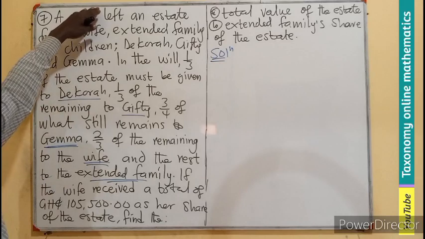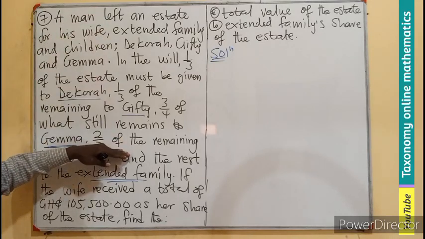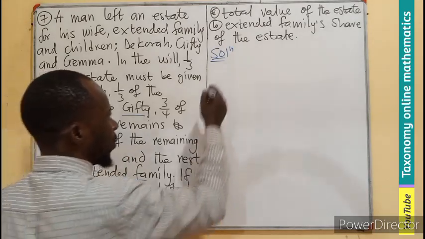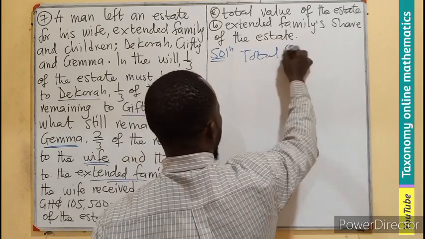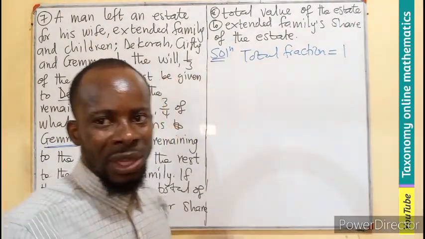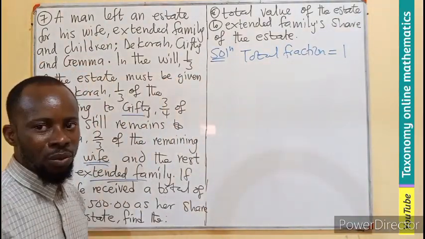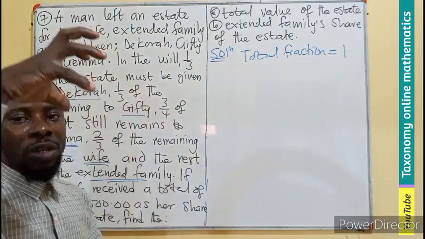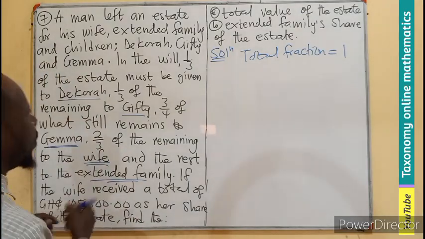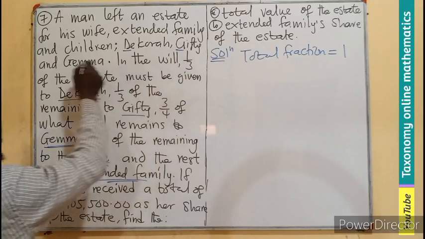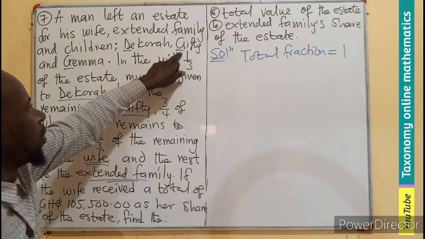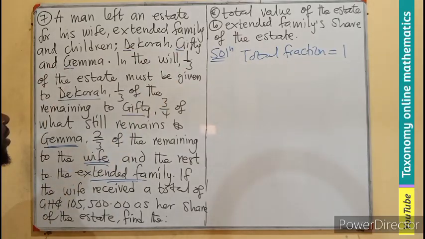Everything from here up to here is dealing with fractions, and these fractions are all proper fractions. So we need to find the total fraction, which always equals 1. The total fraction of every proper fraction will always equal 1. That is the whole that we are sharing the money into. Alright. So if that is the case, I will use D, G, and G, the same as this, so Decorah, Gifty, and Gemma.